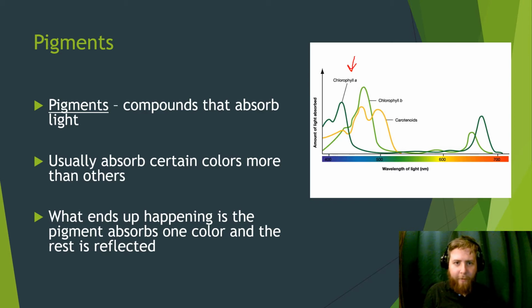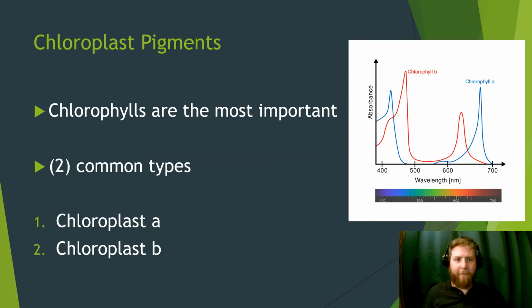And as you can see here, chlorophyll A and chlorophyll B have a little bit different reflection. So if you see a darker plant, it has more chlorophyll A, and if you see a lighter plant, it has more chlorophyll B. The chlorophylls are the most important of the pigments that plants use. There are other pigments called accessory pigments. We'll talk about them briefly. But there are 2 common types of chlorophylls. There is chlorophyll A and chlorophyll B.